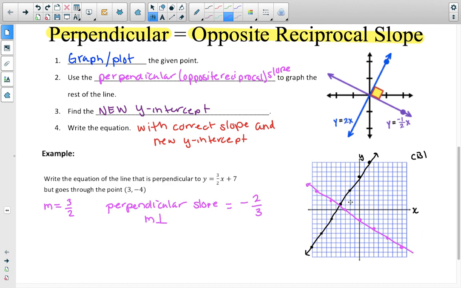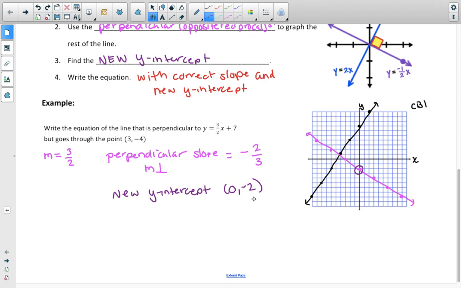And then I look for my new y-intercept, which in this case we have right here. So our new y-intercept is at coordinate 0, -2. So now that we have our new y-intercept, we can write our equation.